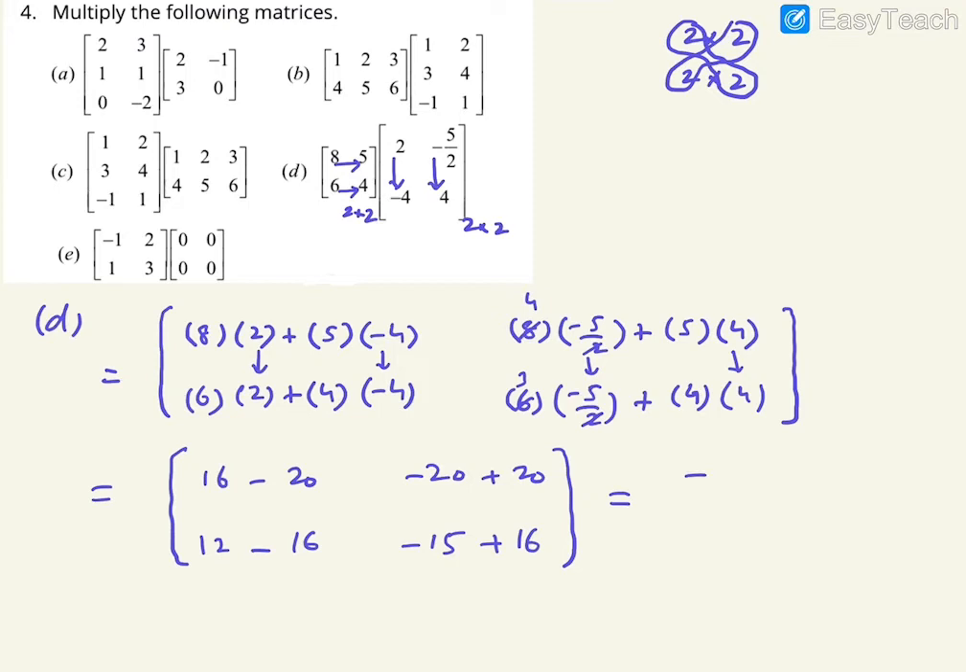So we will have negative 4, 16 minus 20 is minus 4, minus 20 plus 20 is 0, negative 4 and 1. The order is 2 by 2. Next part E.